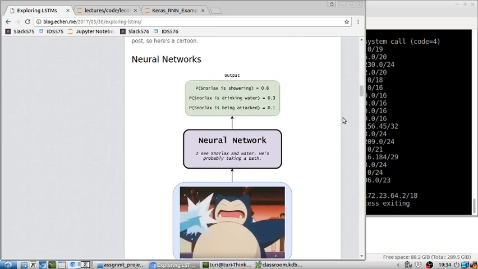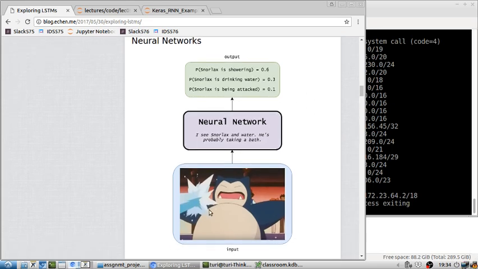I'll post this link on Slack anyway. So this is the input. Who identifies this particular Pokemon? What is it? Yeah, I know that, I was just checking.